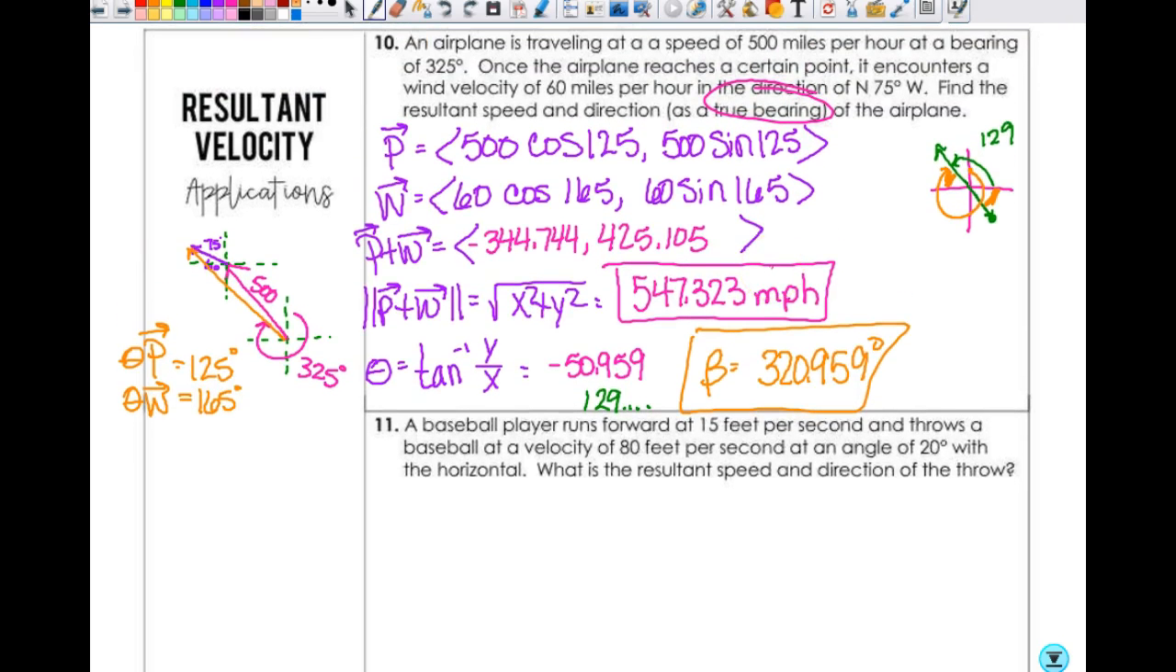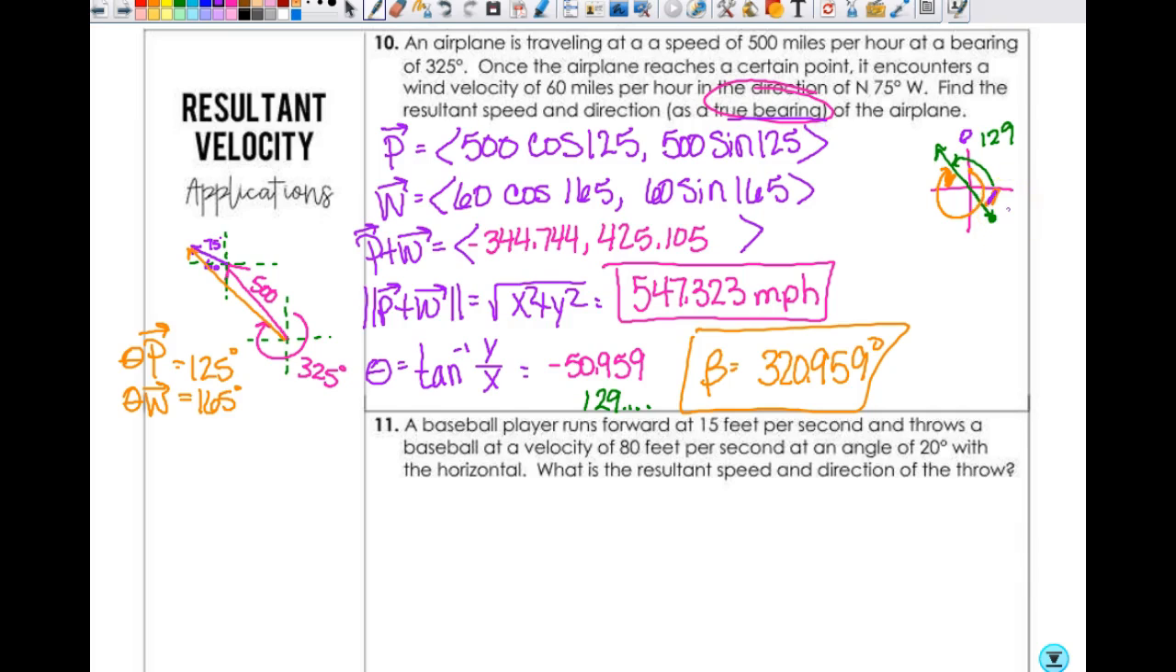Were we all okay with the magnitude? We get this, right? I think it was the angle that some people may have had questions on. So the angle here, let me get a different color. What the calculator gave us was this negative 50 degrees, which is right here. And it's asking us for a true bearing, which means 0 starts up here. But the calculator always gives you theta. So we know that for theta, it's in the 4th quadrant.